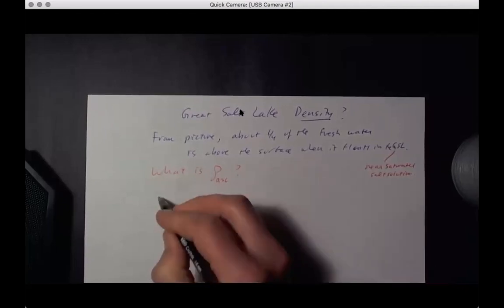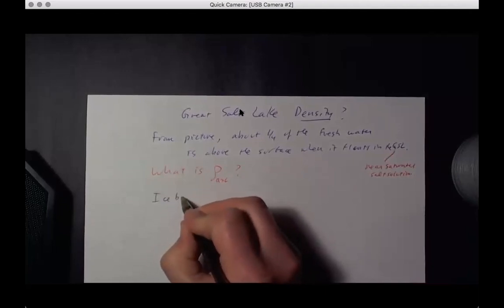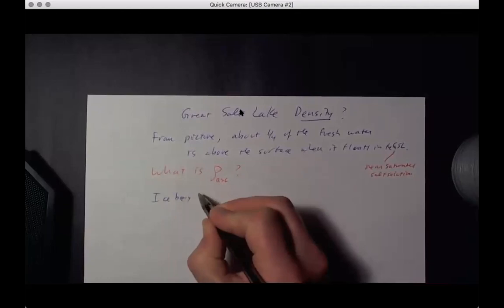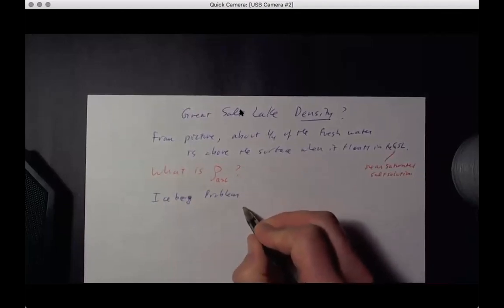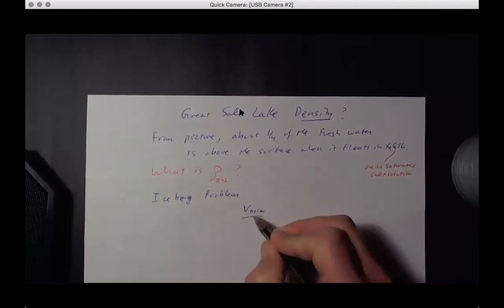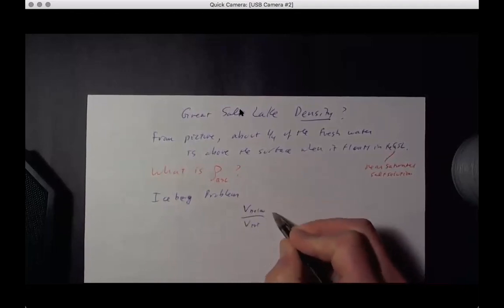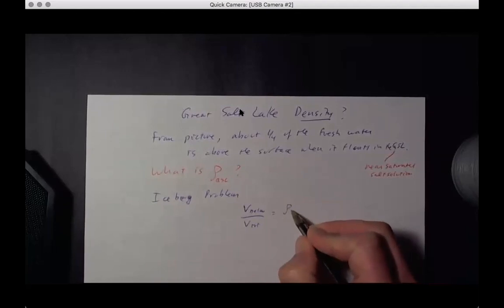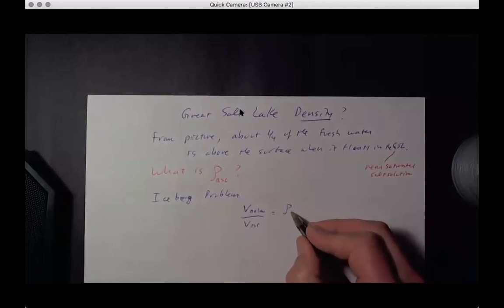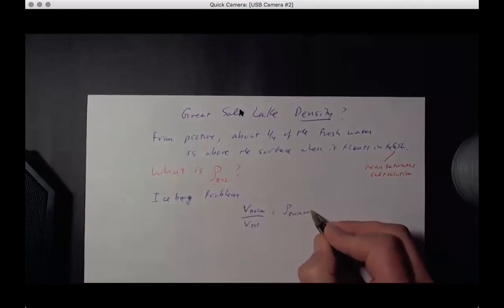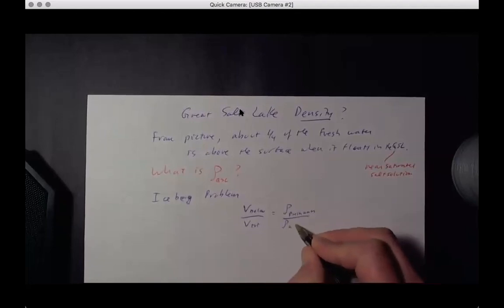Okay, so from the iceberg problem, we can use this. We have V below over V total is equal to rho, in this case, of the stuff that's floating, which is the fresh water, over rho Great Salt Lake.